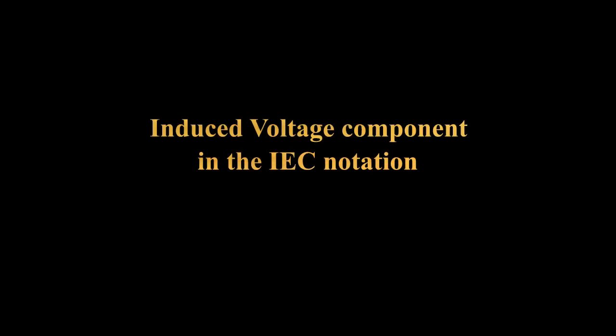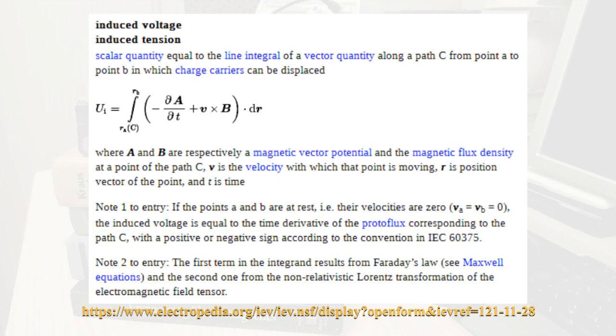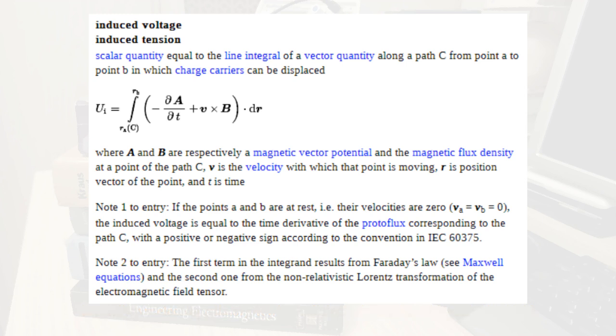The remaining part of the line integral is the induced voltage, which the IEC defines in the more general case that includes a motional EMF contribution. I will deal with this in another video to avoid making this one excessively long. The IEC formula for induced voltage is U induced is equal to the line integral from start point to end point of the quantity minus dA/dt plus v cross B, and all of these dot dr.